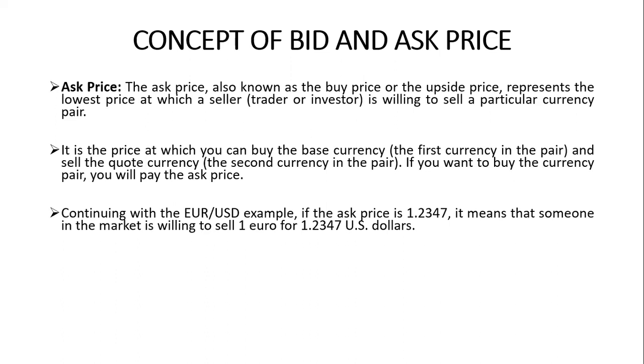Now, continuing with the euro USD example, if the ask price is 1.2347, it means that someone in the market is willing to sell 1 euro for 1.2347 United States dollar. Assuming you are the seller holding 1 euro, the buyer has to bring 1.2347 United States dollar in order to take this euro. That is what it means.